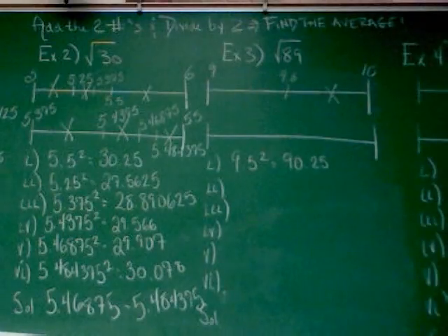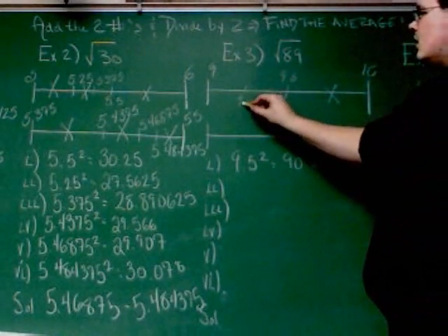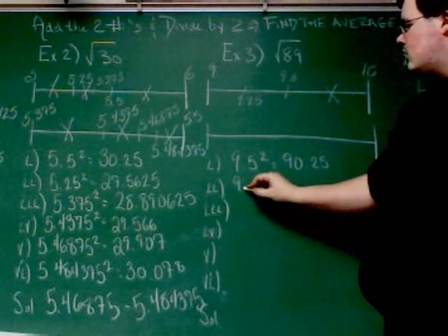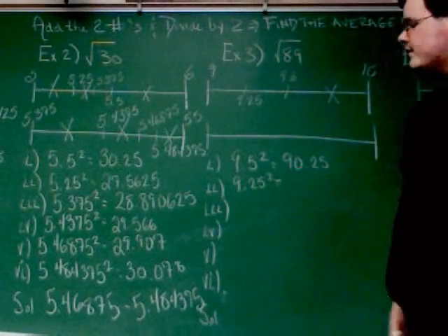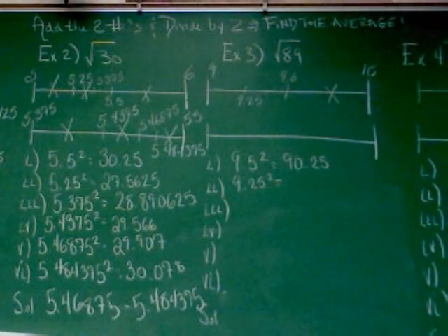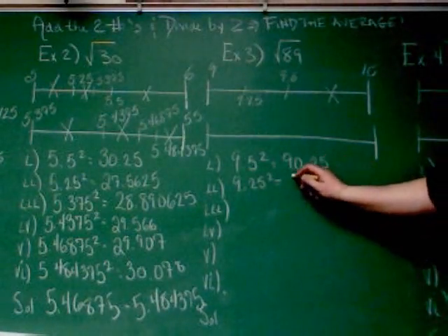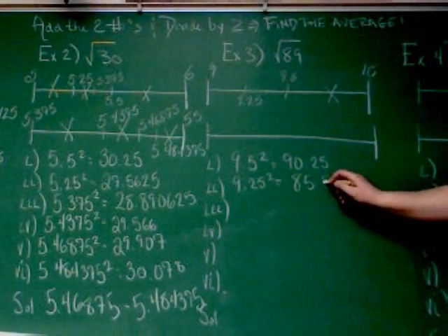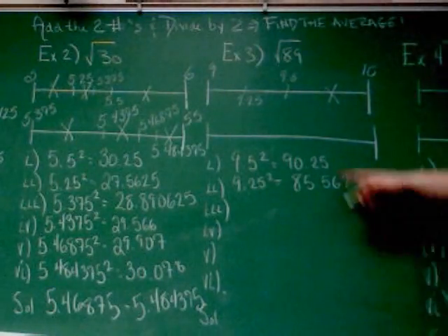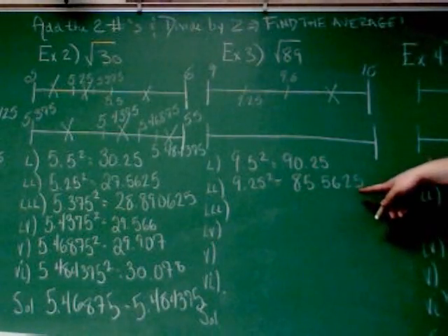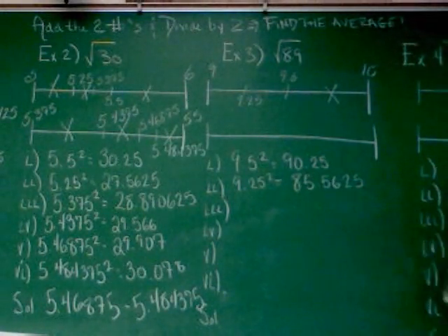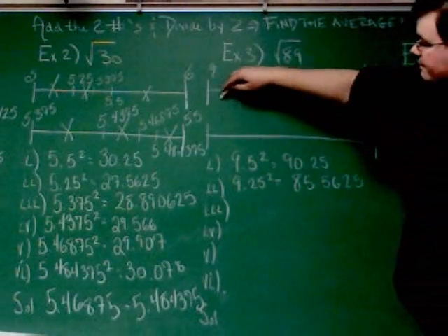So now I'm in the range between 9 and 9.5. Halfway between those two is 9.25. So I'm going to take 9.25 and square it. It's 85.5625. Now, again, my goal here is 89. Too big or too small? Too small, so do I cross out everything smaller or everything bigger? Smaller, so that's everything to the left.